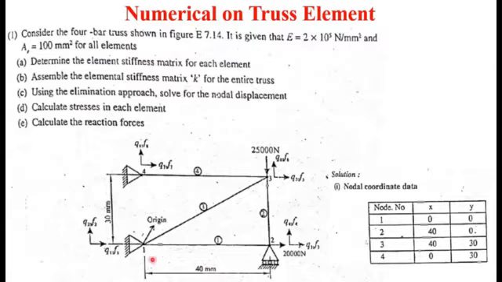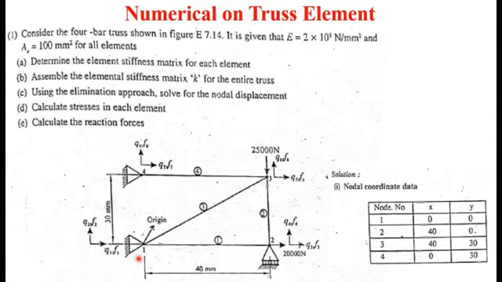The dimensions of the bars are given here. The length of element 1 is 40 mm, and the length of the second element is 30 mm. The forces acting on the truss are also given. A 25,000 Newton force acts at node 3 in the downward direction, and a 20,000 Newton force acts towards the right side at node number 2. A roller support is given, and there are two fixed supports.